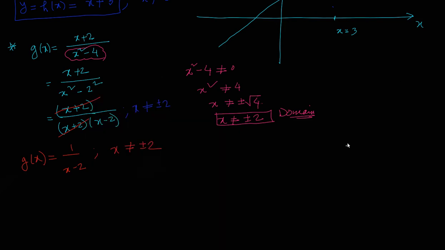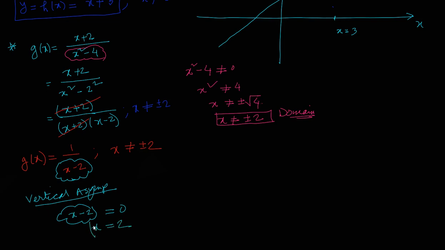All right, so let's try to find the vertical asymptote. Guys, remember how I'm going to find the vertical asymptote. I need to equate my denominator to 0. So what is my denominator? x minus 2. So x equals 2. So at x equal to 2, I'm going to have a vertical asymptote.